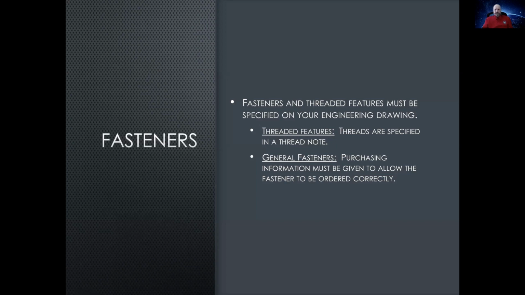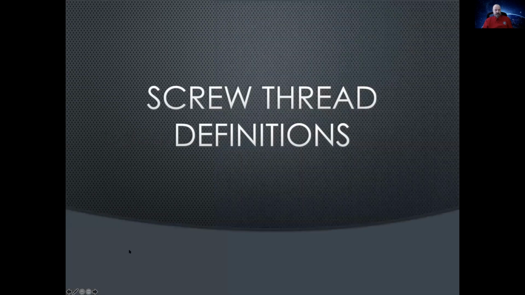So fasteners and threaded features must be specified in your drawings. Threaded features are specified in a thread note, and general fasteners, you usually give folks the purchasing information so they get the right one and they order the right one. So oftentimes you'll buy a kit online or something and they won't have the standard screws with it because they expect you to go get those yourself or have those on hand.